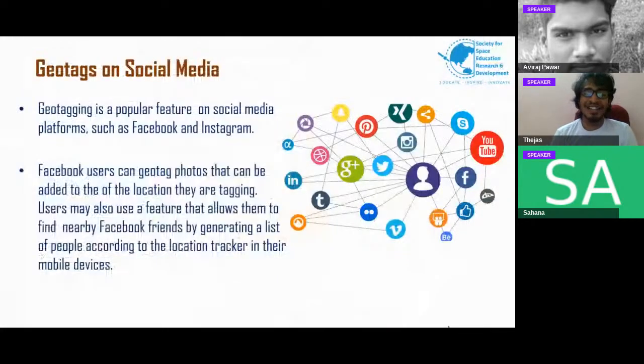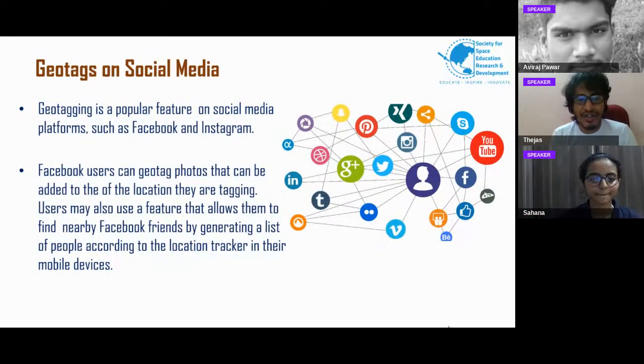Now the most popular one: geotags are extensively used on social media. You all must be very familiar with geotagging, along with tagging your friends at a particular cafe or location. So I now invite Sneha on the screen to tell us more about geotags on social media.